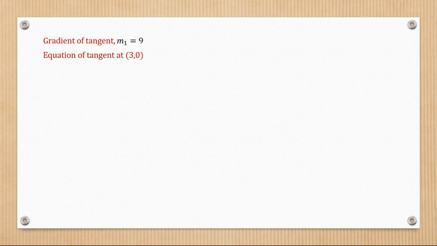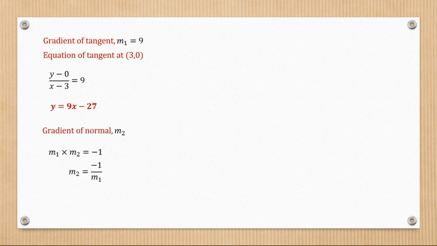So the equation of the tangent at point (3, 0) shall be (y minus 0) over (x minus 3) being equal to 9, of which y shall be equal to 9x minus 27. And then the gradient of the normal at that point shall be m1 times m2 being equal to negative 1. Make m2 the subject and m2 shall be equal to negative 1 over m1, of which m2 shall be equal to negative 1 over 9. And that shall be the gradient of the normal.